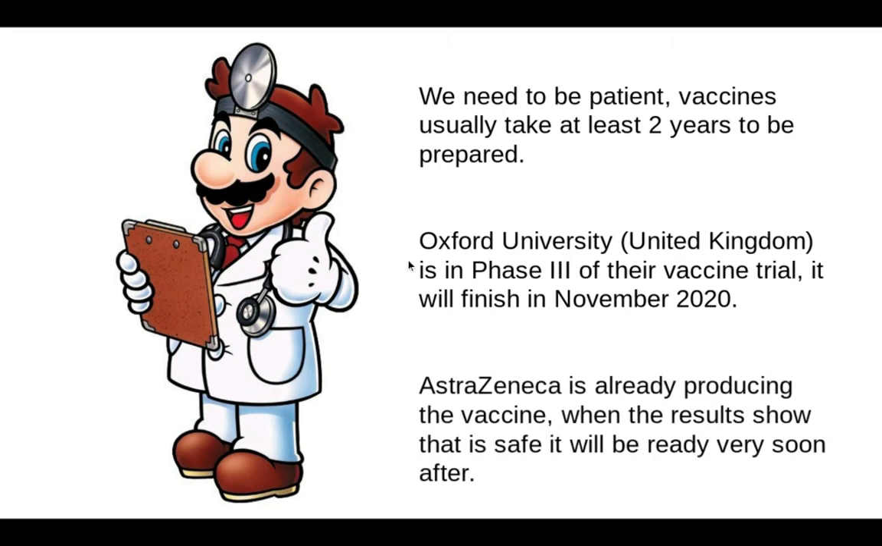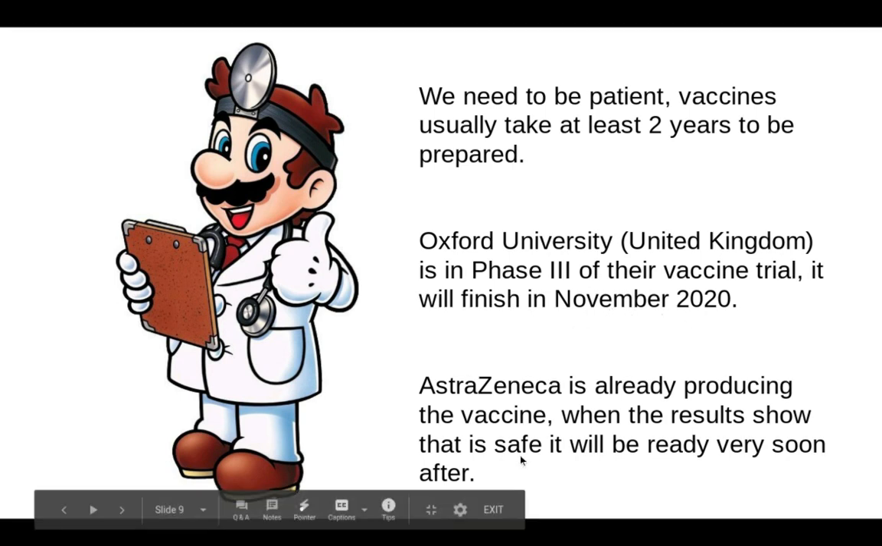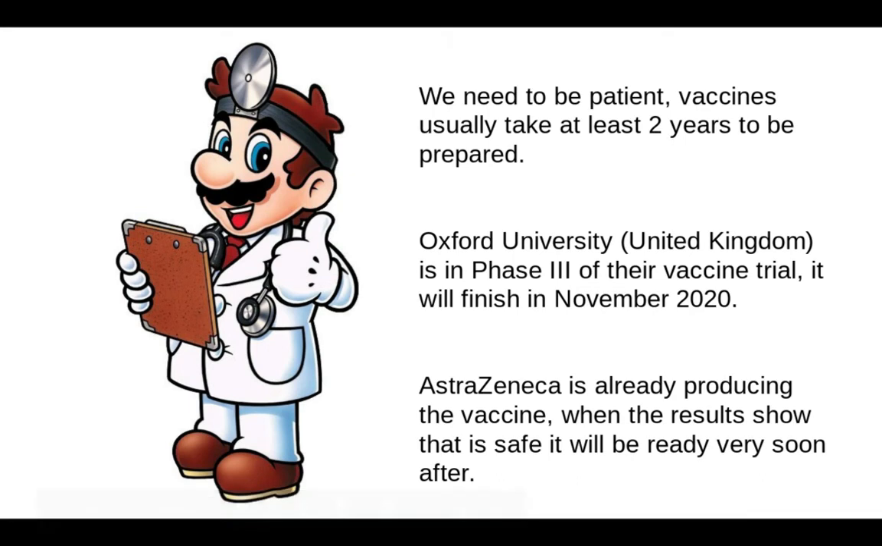Now, Oxford University is doing the research. However, AstraZeneca, they are a pharmaceutical company, so they will produce the vaccine. They are already producing the vaccine. When the results show that it is safe, it will be ready very soon after. So we have to wait for November 2020, and then we get the good results, hopefully, and then AstraZeneca can start making lots of vaccines, and then they can start sending them to people around the world.